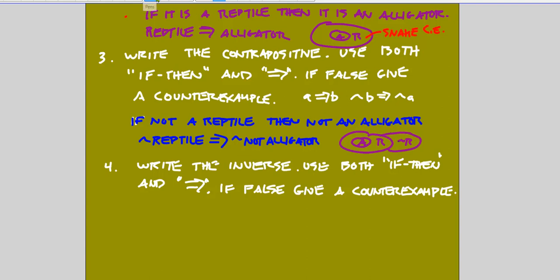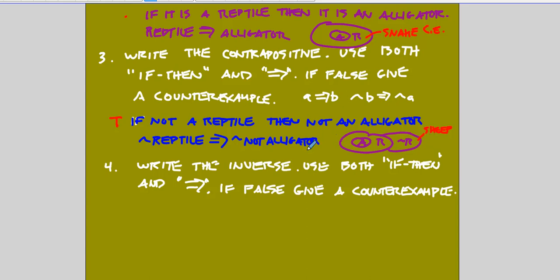So for example, a sheep would fit this bill because it's not a reptile and it's not an alligator. So this is a true statement. Okay, contrapositive, remember, if the original conditional statement is true, the contrapositive will always be true. So this is not a counterexample. This is just an example to verify this statement.